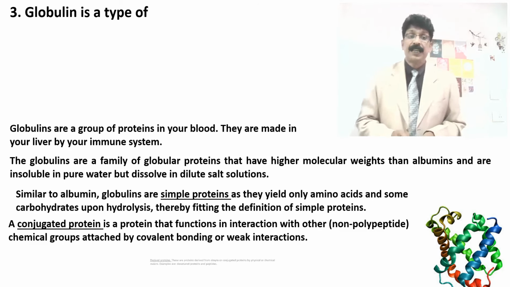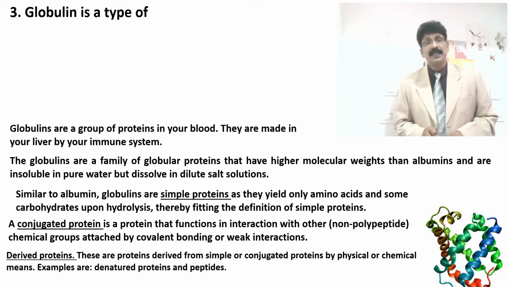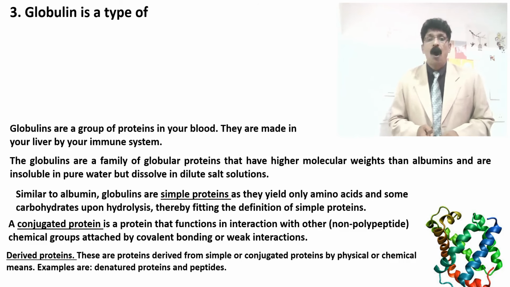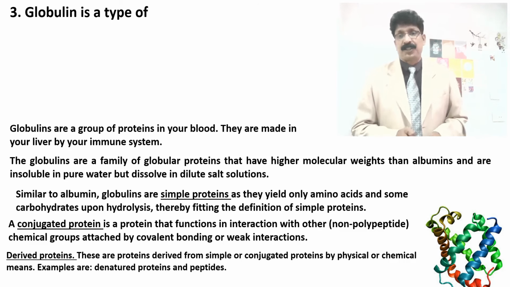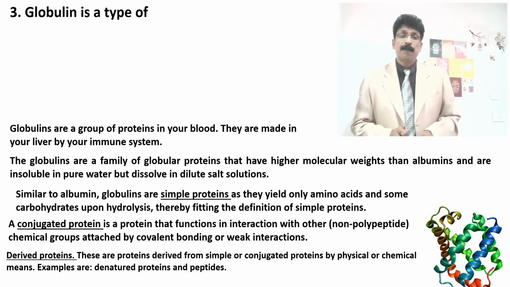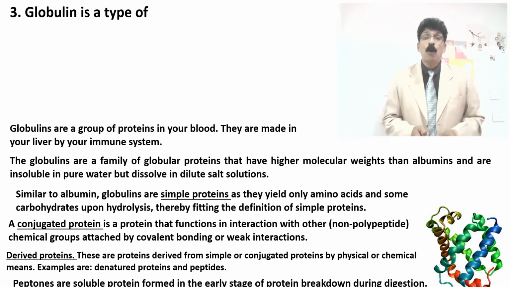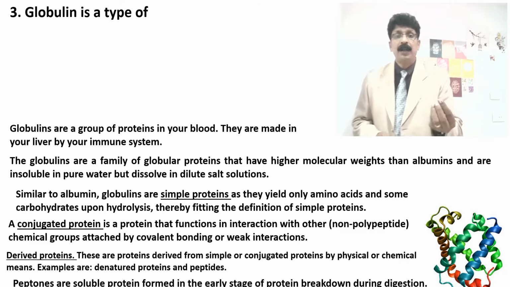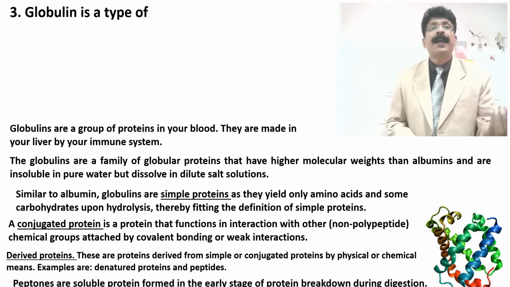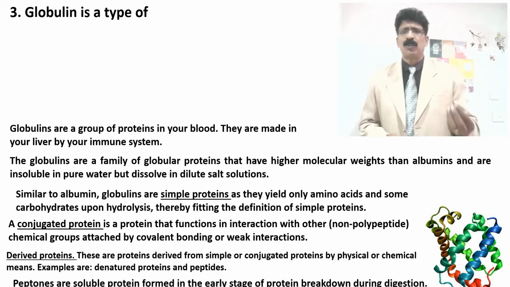That is a conjugated protein. Derived proteins are proteins derived from simple or conjugated proteins by physical or chemical means. Examples are denatured proteins and peptides. Peptones are also derived proteins. They are soluble protein products formed in the early stage of protein breakdown during digestion. So you can see the choices.